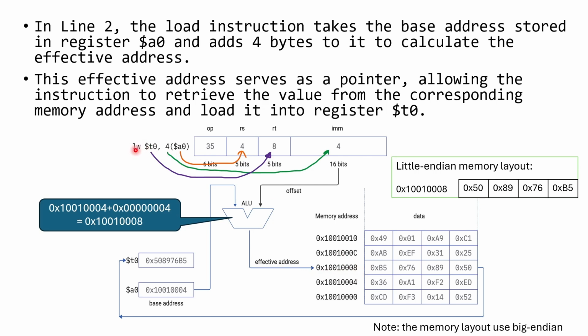Now, because this is a load word, it means we need to load the whole word here. So the data that will be loaded, because this is using big endian. Big endian means the most significant byte is on the left side, B5. So B5, and then they arrange 76, and then 89, and then 50, like that. But if it's a little endian memory layout, inside the memory it will be like this: 50, 89, 76, B5.